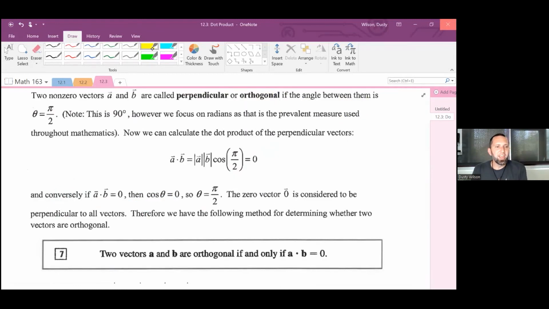Two non-zero vectors A and B are called perpendicular or orthogonal. It's our key term. If the angle between them is pi over 2. Notice we could also say 90 degrees, but the focus of this class is on radians, as that's the prevalent measure used throughout mathematics. Now we can calculate the dot product of the perpendicular vectors as follows. A dot B is equal to the magnitude of A times the magnitude of B times the cosine of pi over 2. And I'm hoping you remember that the cosine of pi over 2 is 0.